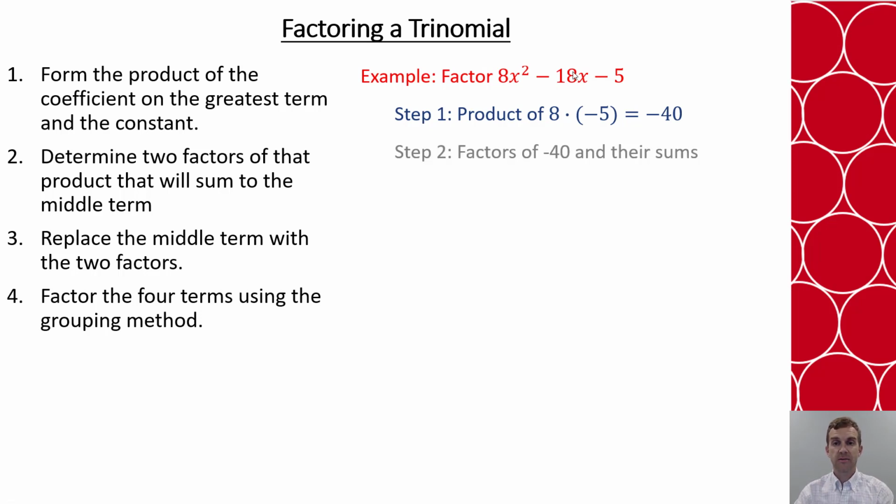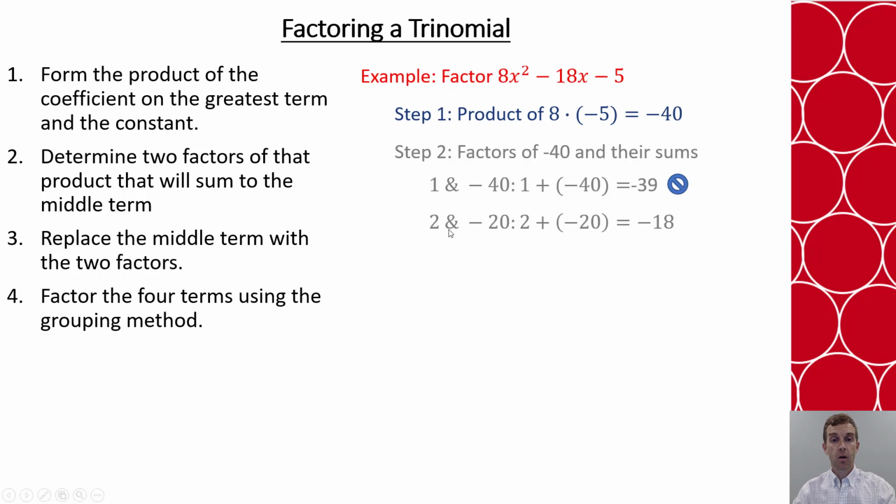So let's go through our factors of negative 40 and their sums. Well, I've got 1 times negative 40, that's negative 39. That's too big. I could do 2 times negative 20. Well, 2 plus negative 20 is negative 18. That's exactly what I want.